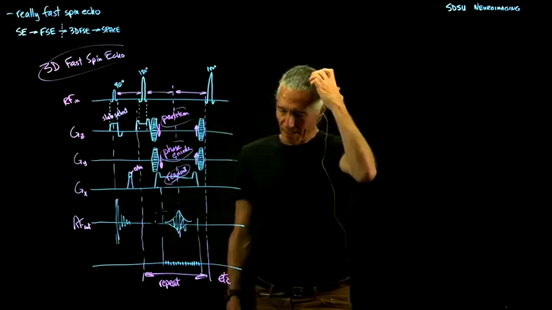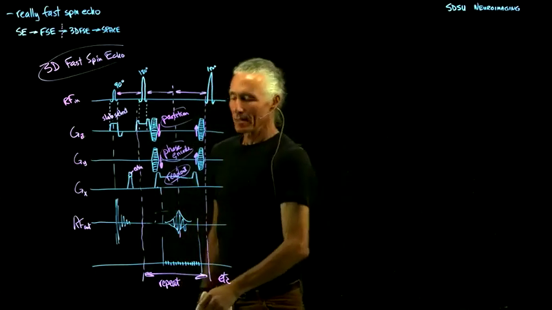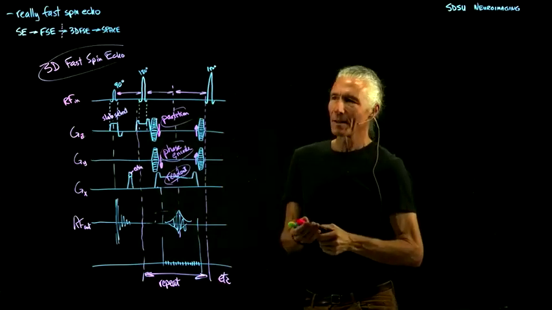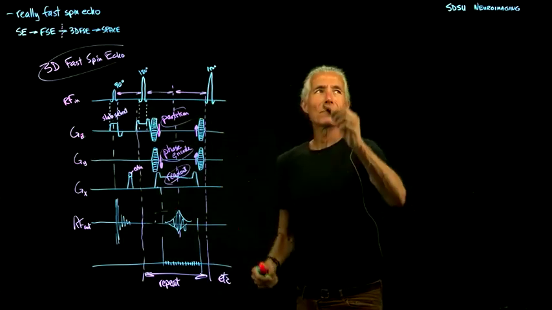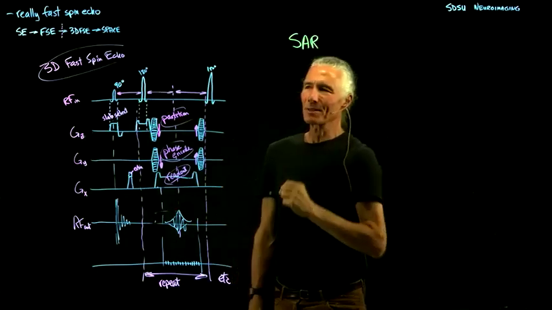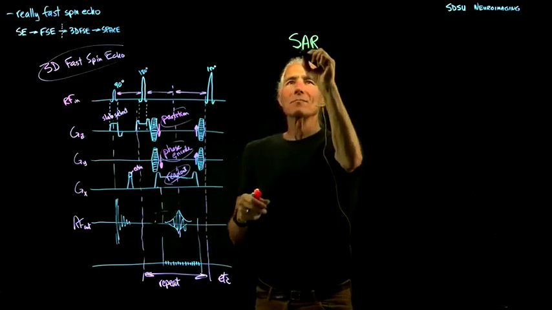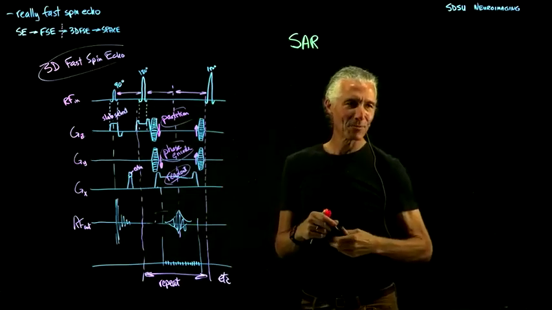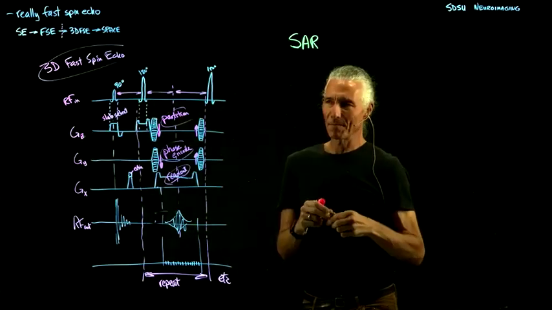So what's the problem with this? One of the problems with spin echo in general is that you have a lot of 180-degree pulses. And one of the problems with that is SAR, which is the specific absorption rate. What does this mean? It means how strongly you are microwaving the subject. The rule is you can only raise the temperature of the subject by about 1 degree.